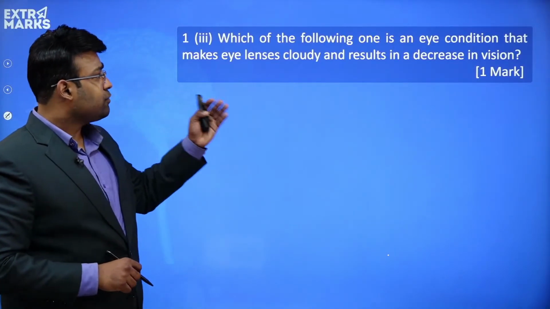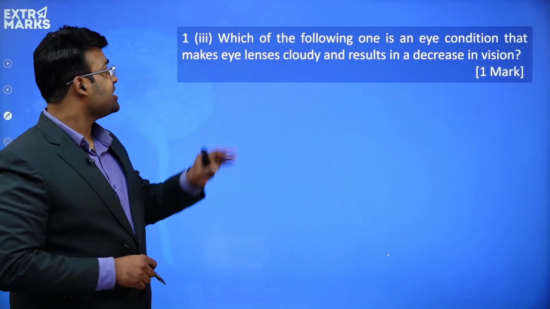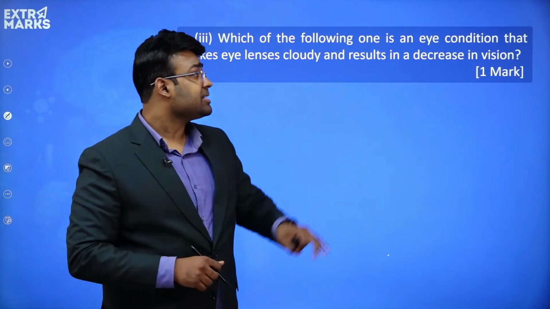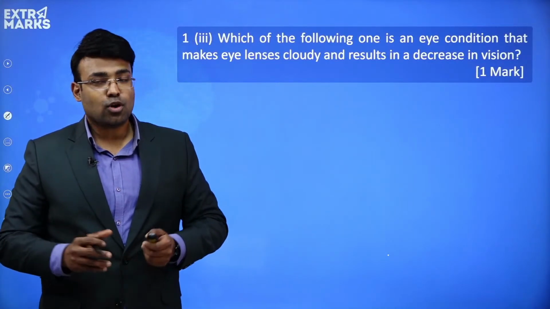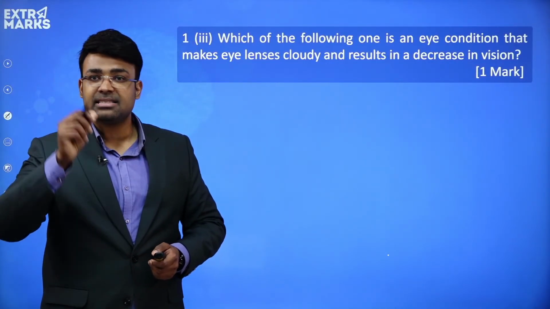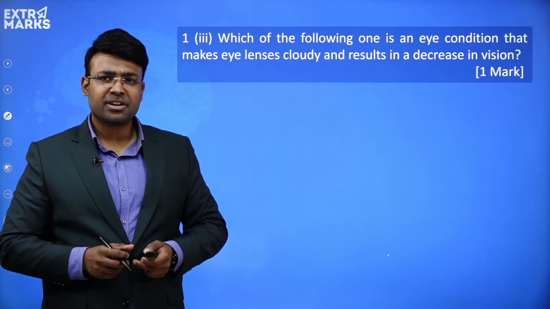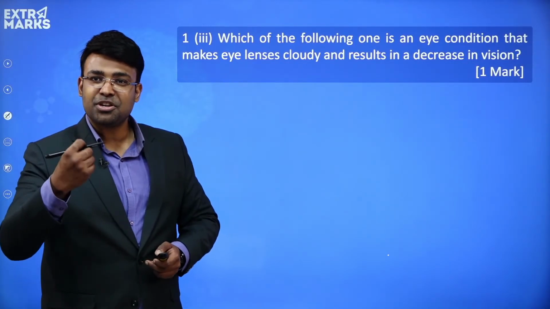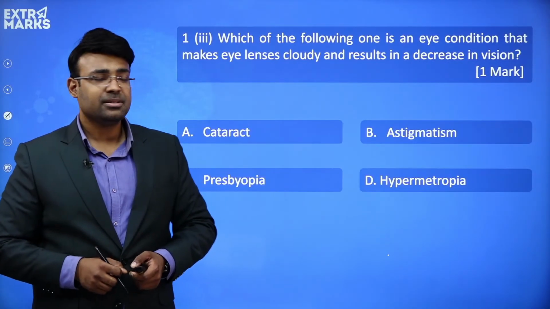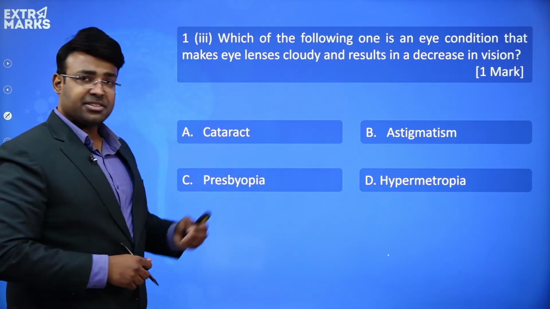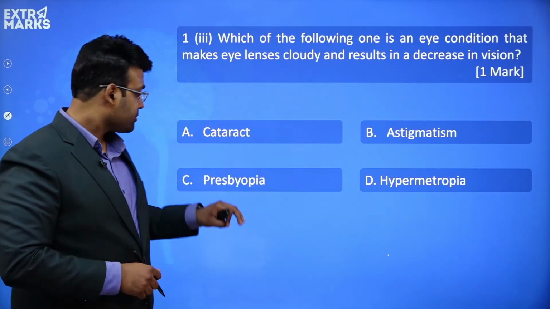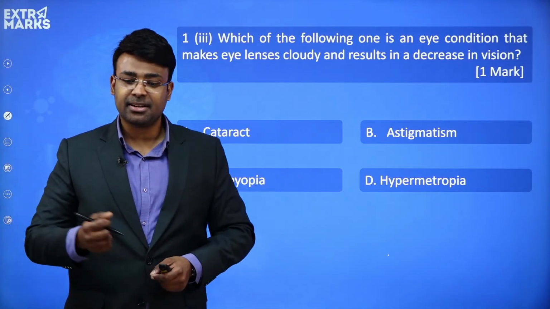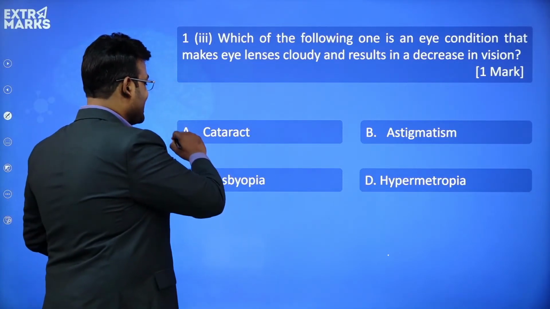Now, which one of the following is an eye condition that makes the eye lens cloudy and results in a decrease in vision? So what happens in this case? The eye lens becomes cloudy, or we can say it becomes opaque. I know you all know the answer and you are eager to give it. Let's see the options, everyone. The options here are cataract, astigmatism, presbyopia, hypermetropia. So yes, you all are right. The right answer for this question is cataract.